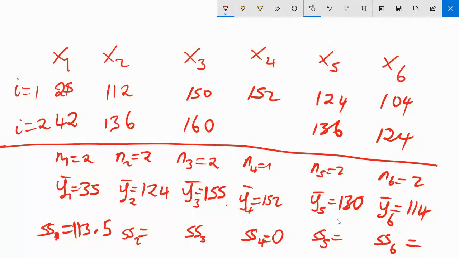I cannot see what you are writing. So please, if you have something, use the mic. SS1 is 98. Which one is correct? Is it 98 or 113.5? It's 98. Thank you. Then the second one?